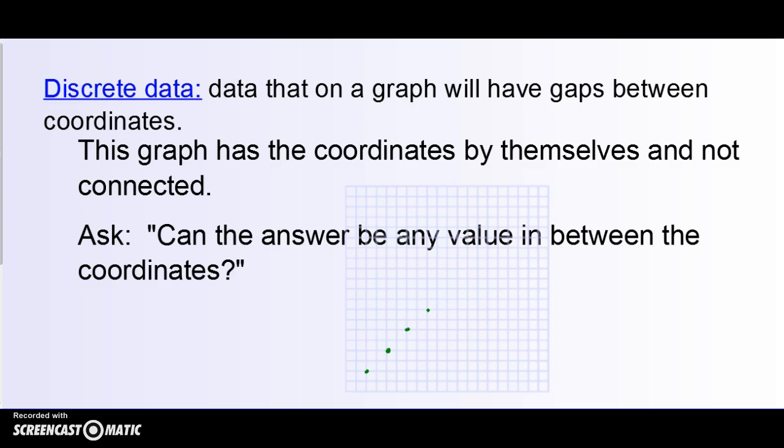Discrete data. Data on the graph will have gaps in between the coordinates. The coordinates are not connected with a line. They're individual and stand alone as solutions to your equation. And so you'd ask yourself, in this particular situation or word problem, can I have 1.5 for an answer or 2.5 for an answer? Or can I only have the whole numbers that answer that equation? Then you know it's discrete data.